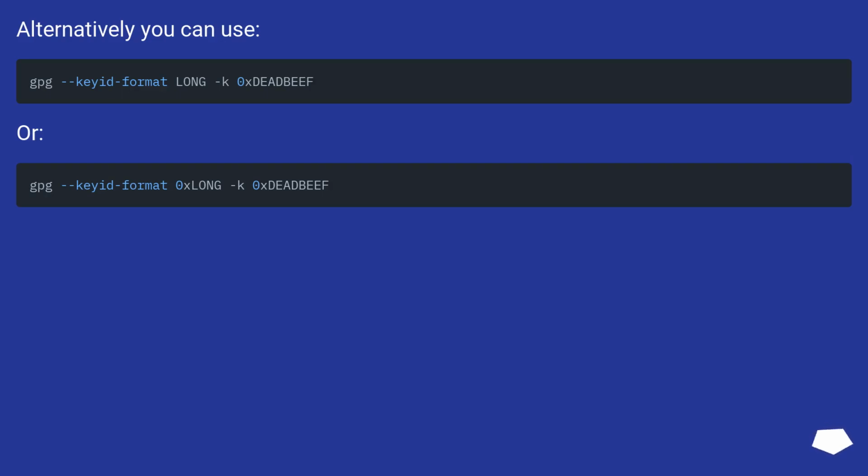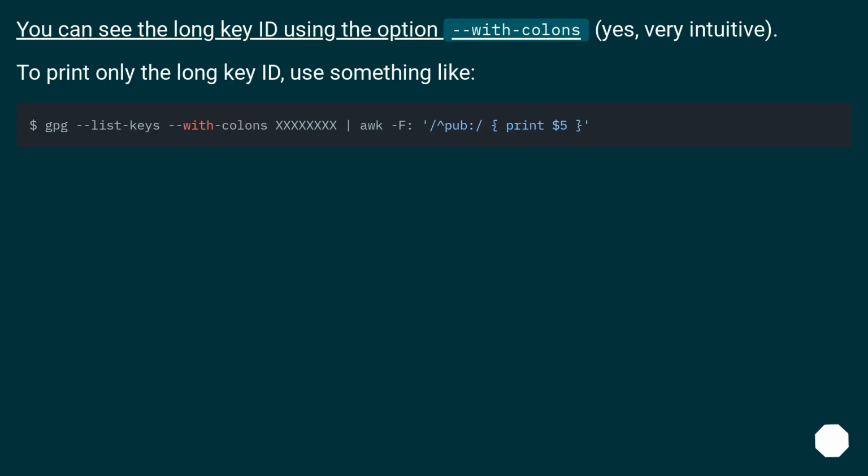Alternatively, you can use this or this. You can see the long key using the option with colons. Yes, very intuitive. To print only the long keyid, use something like this.